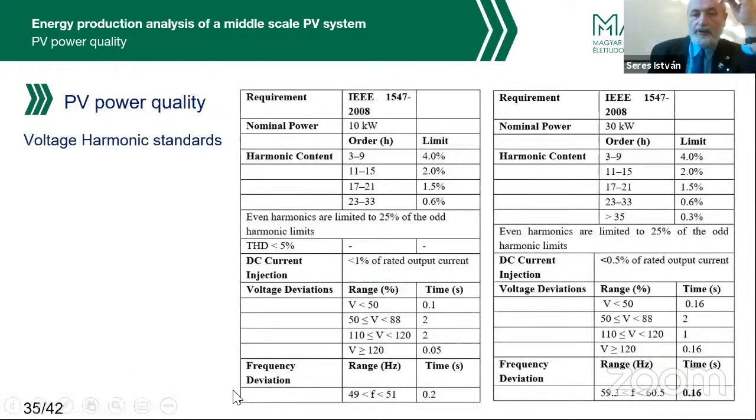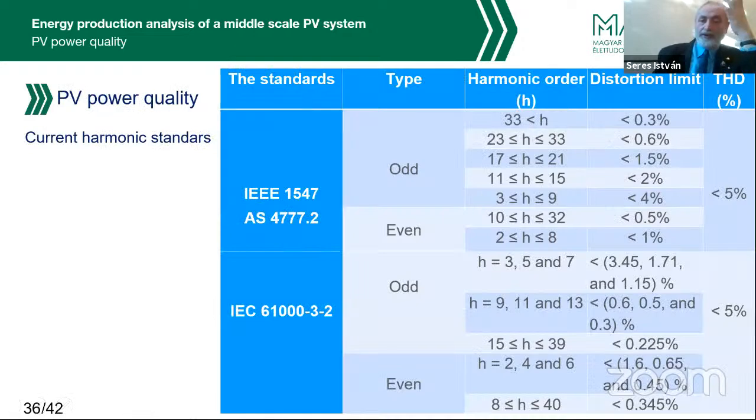A few words about this analysis. First of all, there are some standards for this one. We have different standards, European and American standards. How much can the harmonic content be in the smaller orders and in the higher orders? And what you see, the odd components and the even components are different. I mean the limits. If we check the different standards, generally they say that the total harmonic distortion has to be below 5%.